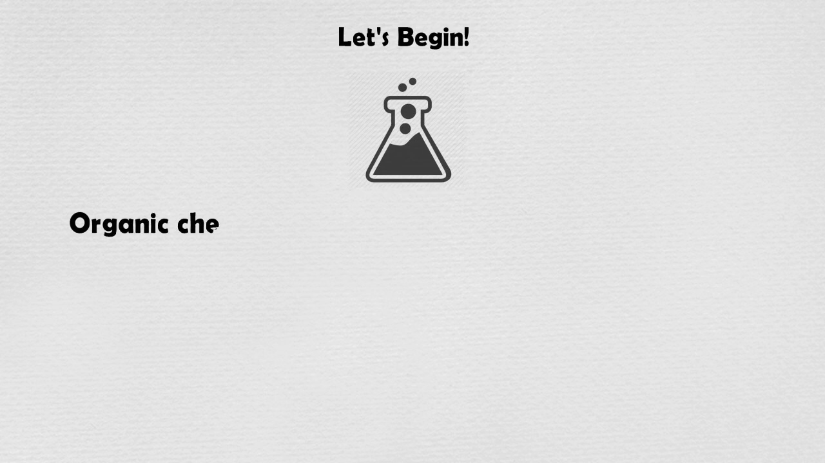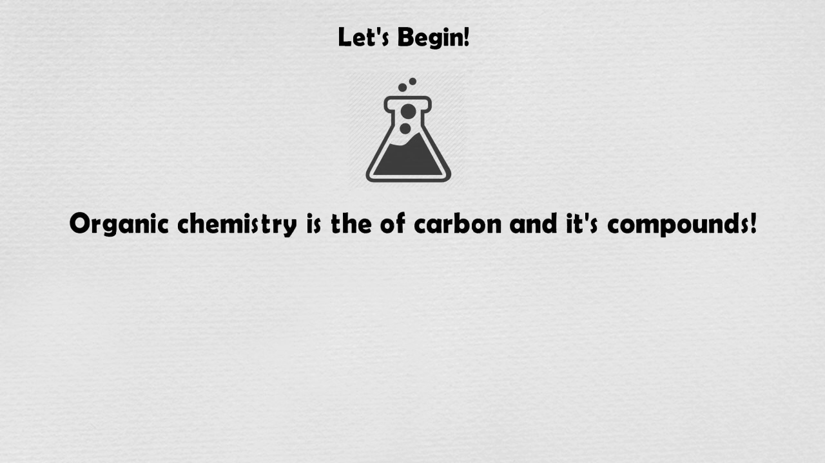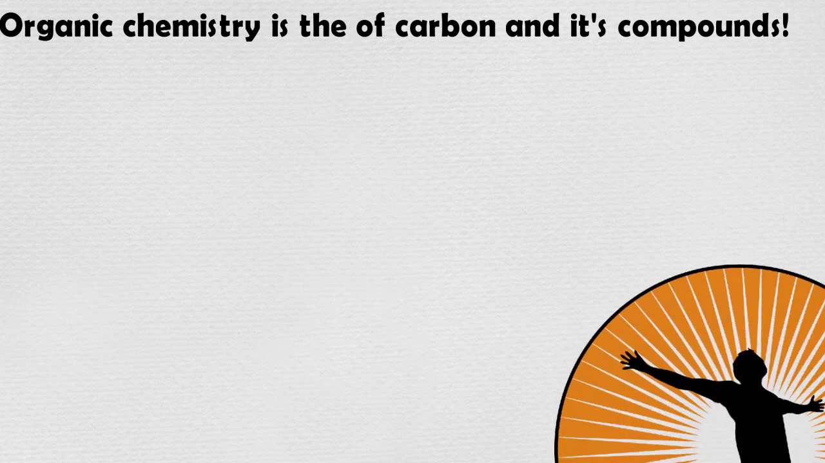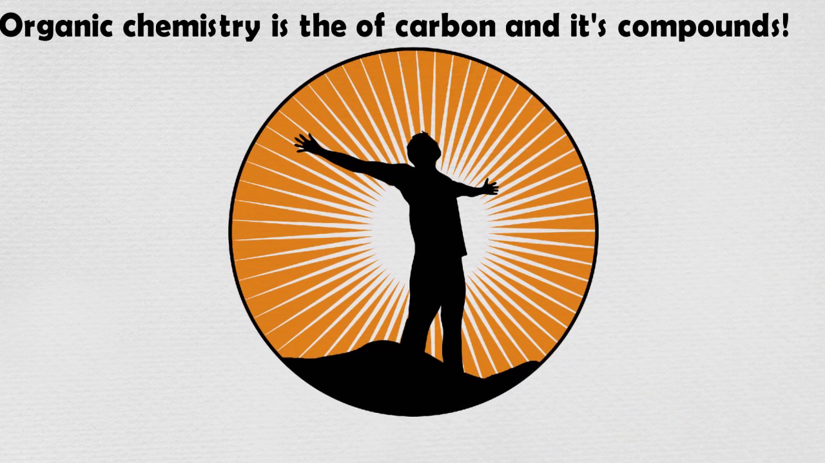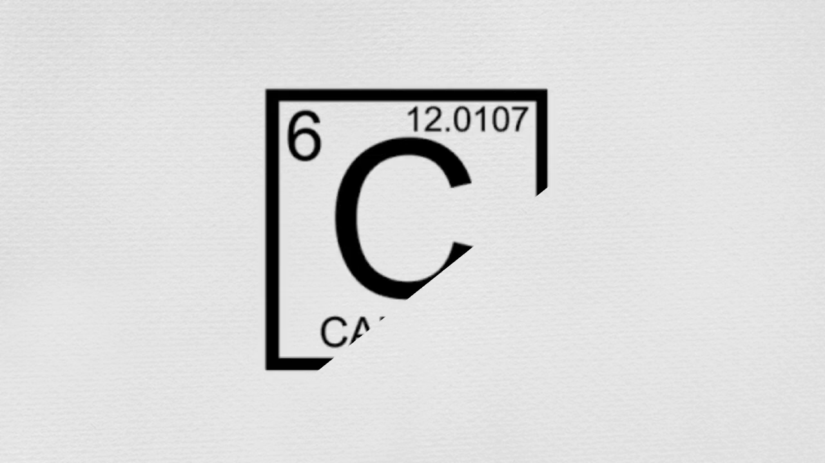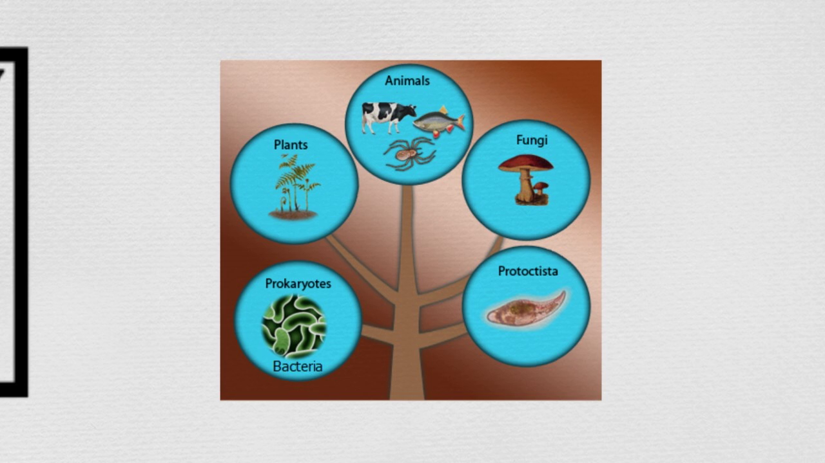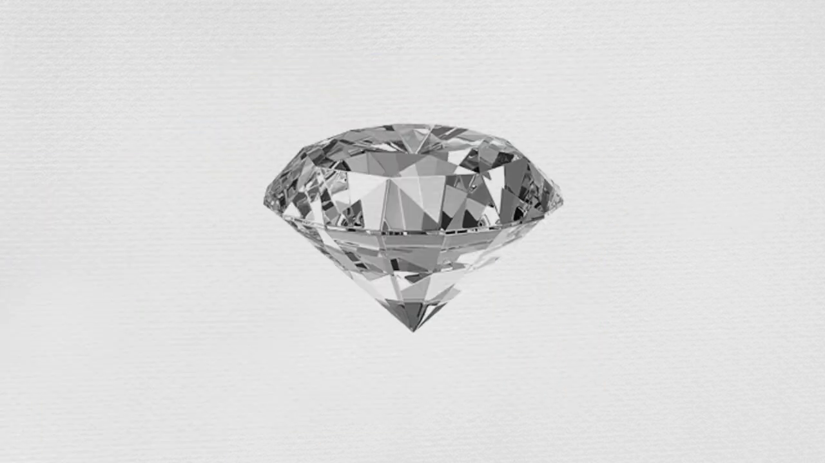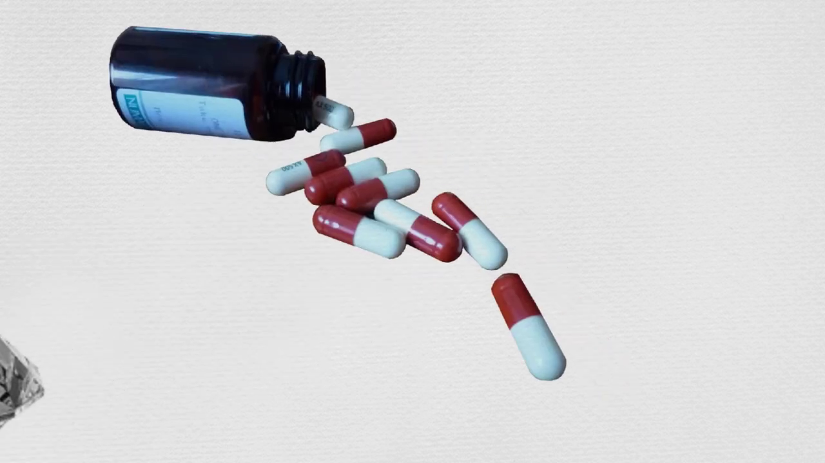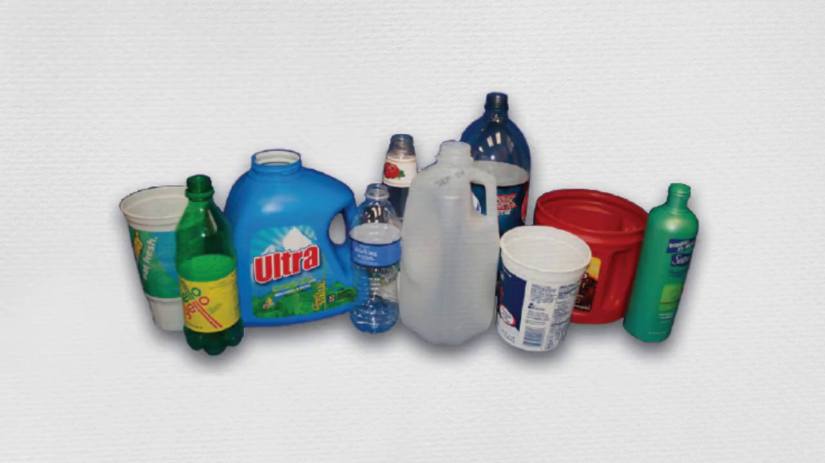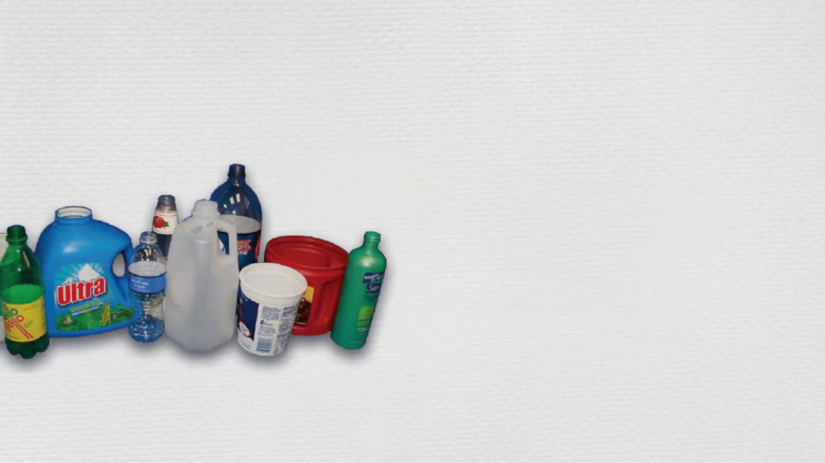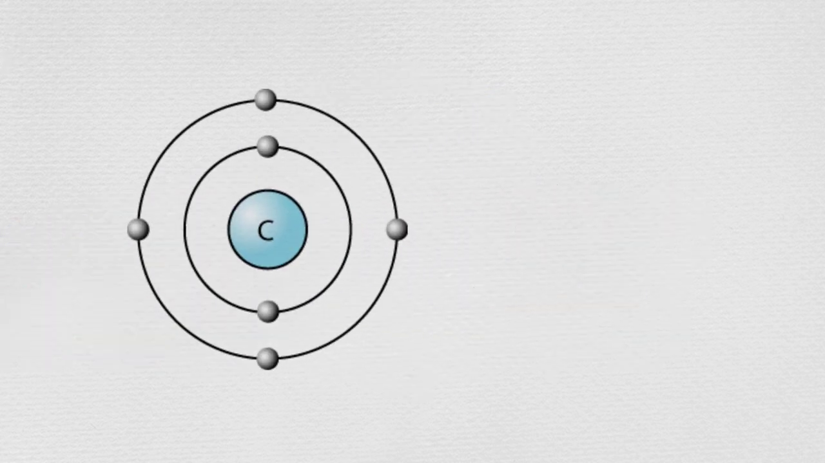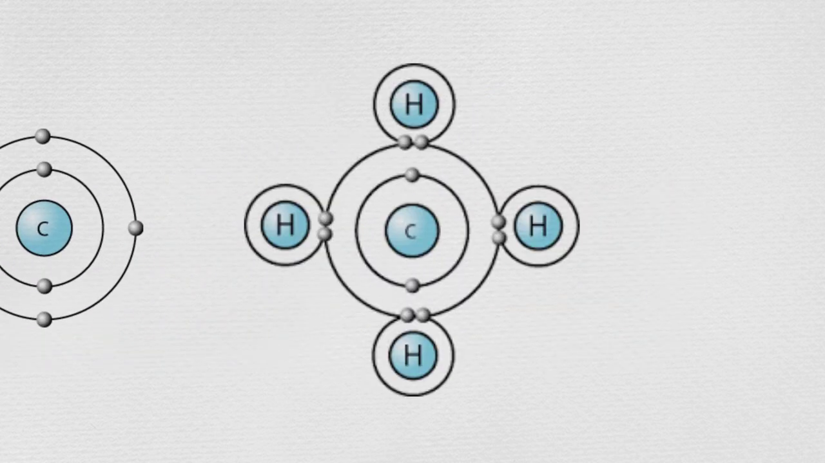Organic chemistry is the study of carbon and its compounds. It is also known as the chemistry of life. The focus of organic chemistry is the element carbon. Carbon is central to all living things, and carbon compounds make up much of non-living things such as diamonds, drugs, plastics, and other materials. One atom of carbon can combine with 4 other atoms.